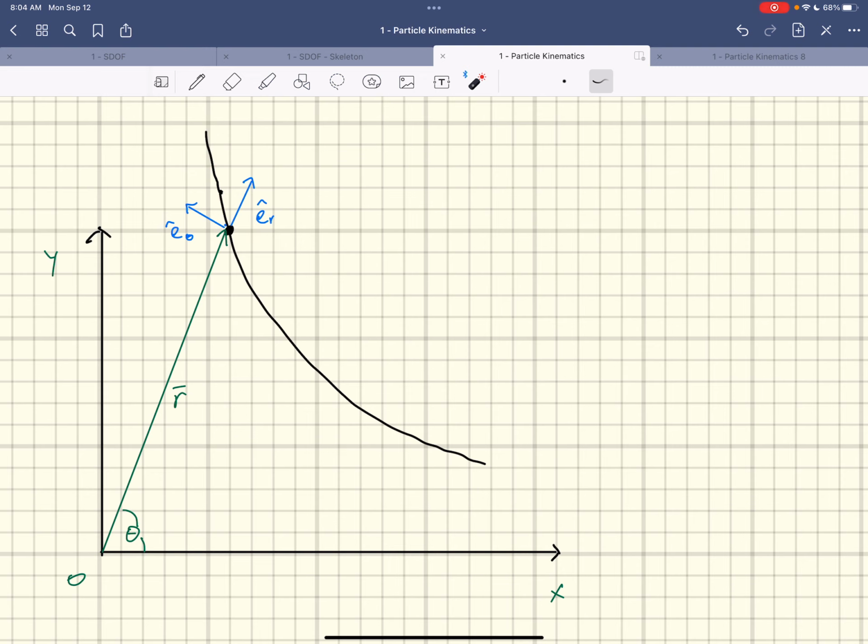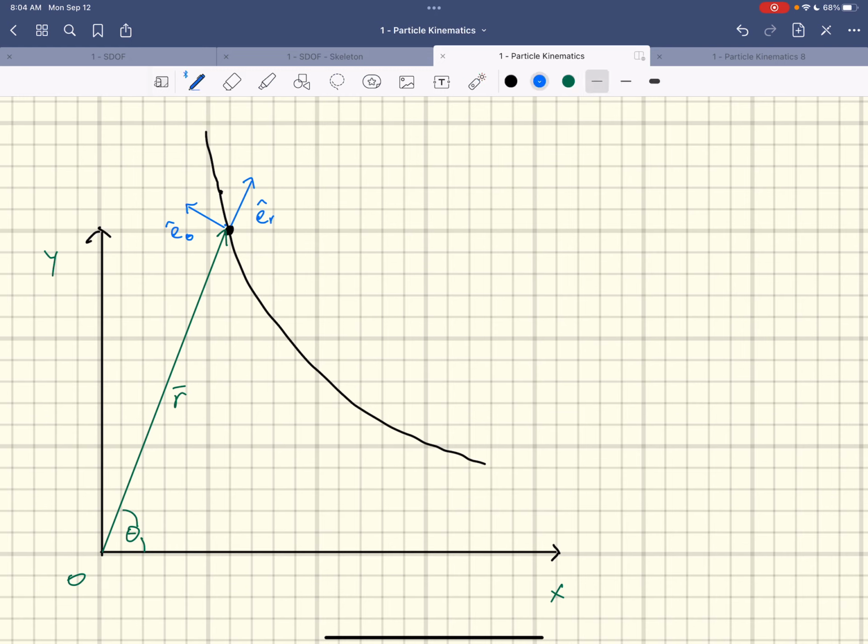In certain cases they will align, right? If I imagine one here-ish, I'd have e_r that way, e_theta that way, and that would actually line up with the tangent. So there are cases where they would line up, but the way I have it drawn right there, I put it out there specifically to show that they are different.